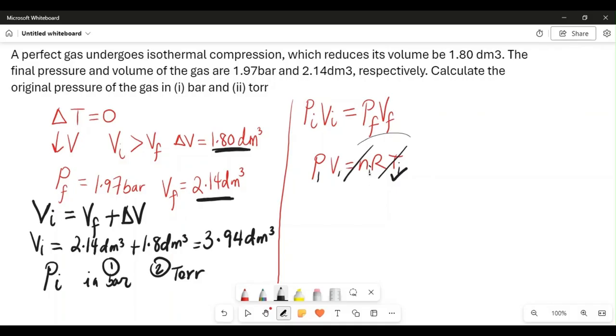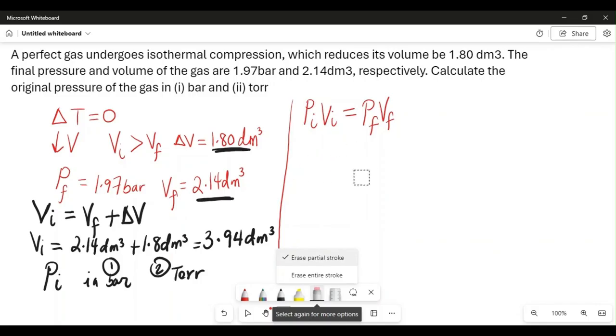The number of moles will cancel out because they did not tell us the number of moles increased or decreased, or that there was a hole in the container where moles were removed. The gas constant is always going to be the constant. So the number of moles, the gas constant, and the temperature are all going to be the same, and you can simply remove them from the equation. So you'll be left with P initial V initial equals P final V final, which is what we have here. I'm just teaching you how we got to this point.